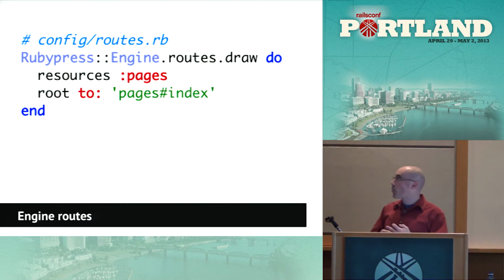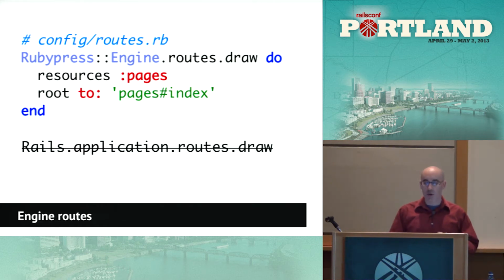Here's the routes file from within our engine project. It's very similar to your project's routes file, with the exception of what object is actually holding the routes. In this case, we're adding them to the engine class. What you don't see is this. This is what you would do in your application. You would add the routes to the application object.